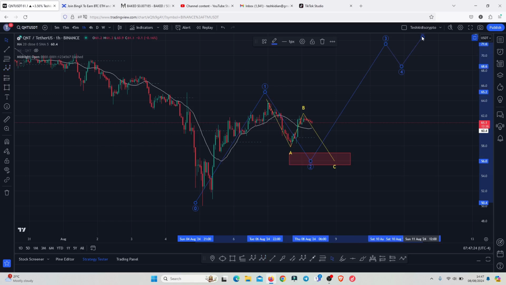And once we see a 5 wave structure to the upside, that will be enough confirmation that on the 5th of August we bottomed out, and there are chances that we are going to continue seeing higher prices in the next coming days. So that is what I'm expecting here on the QNT chart for the next coming hours and also days.